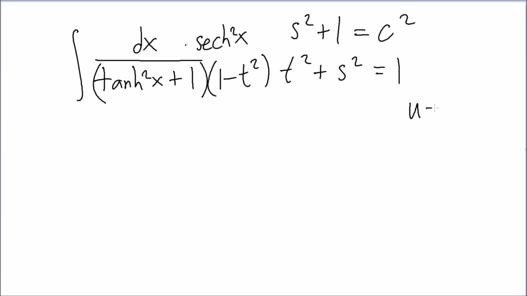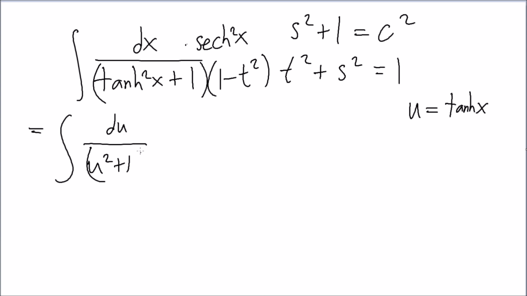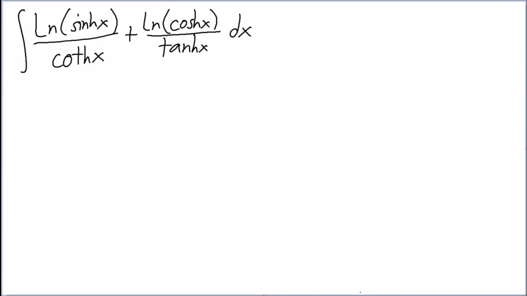So when we let u equal tanh of x, we're going to end up getting u square plus 1 over 1 minus u square, and then here you're just going to have to do partial fractions on this one. Yeah. So this looks like a weird, awkward integral.